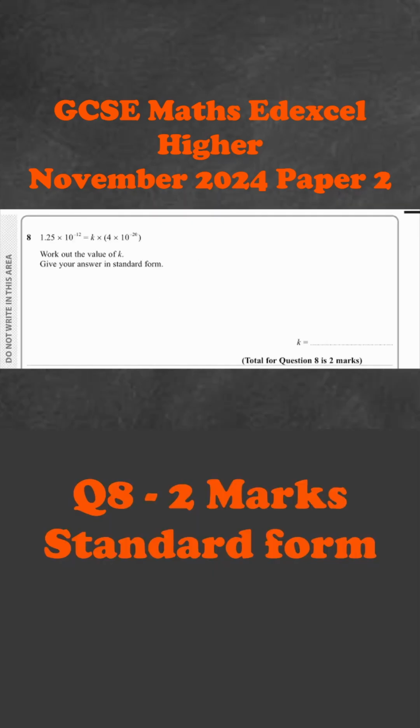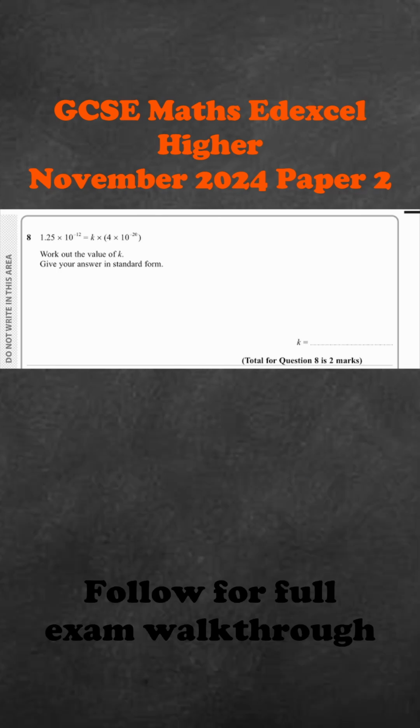Question number 8. 1.25 times 10 to the minus 12 equals k times 4 times 10 to the minus 20. Work out the value of k. Give your answer in standard form. So by rearranging this, we're going to say k equals 1.25 times 10 to the minus 12 over 4 times 10 to the minus 20.